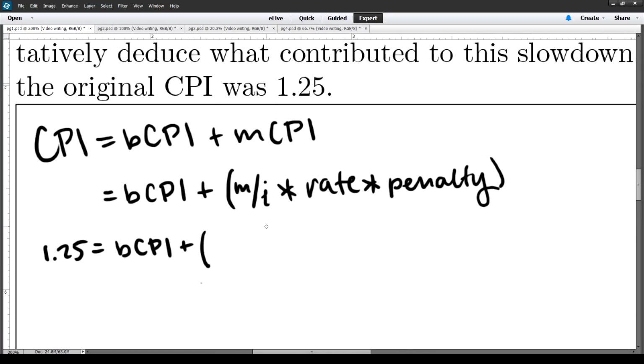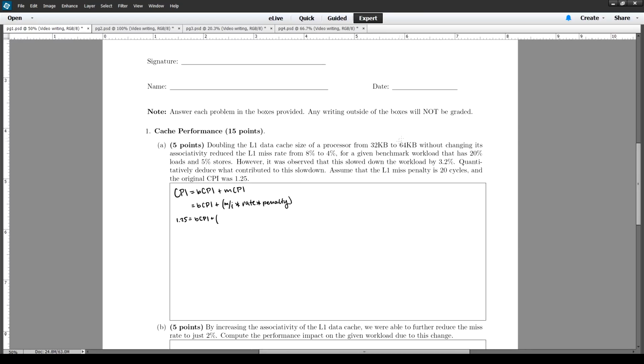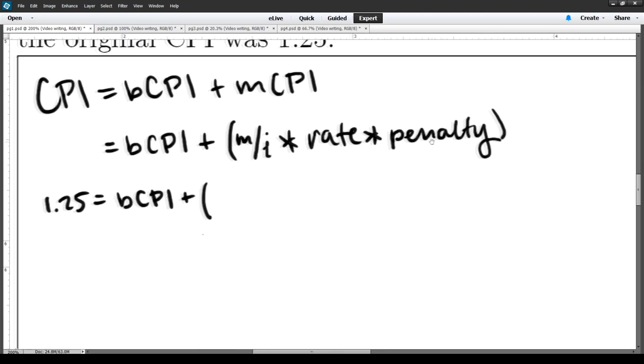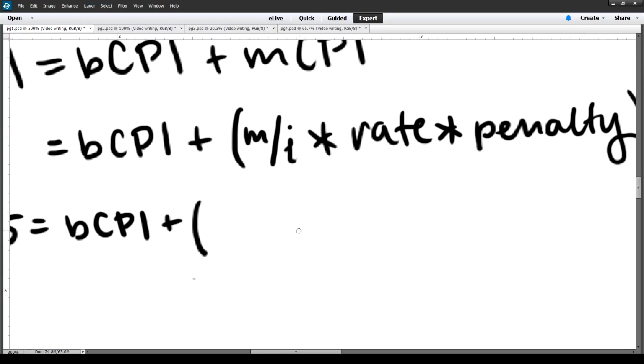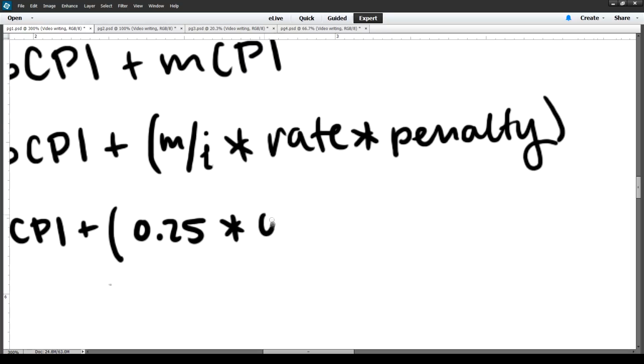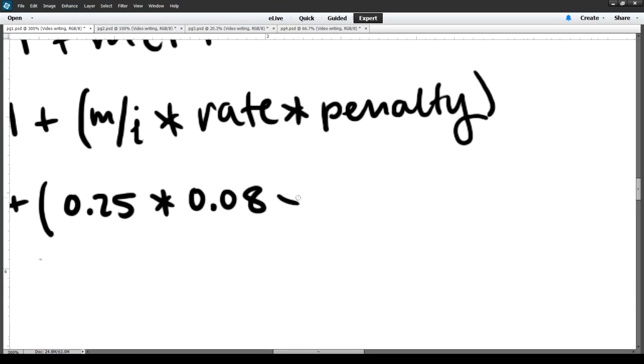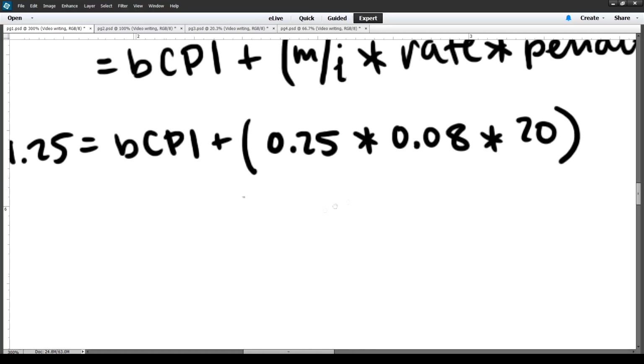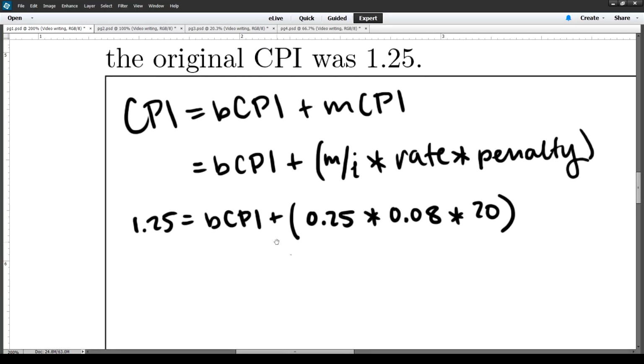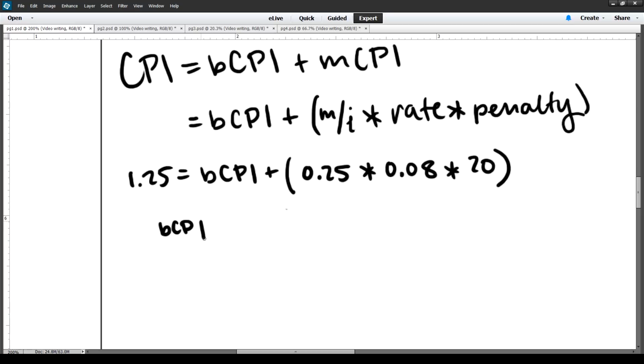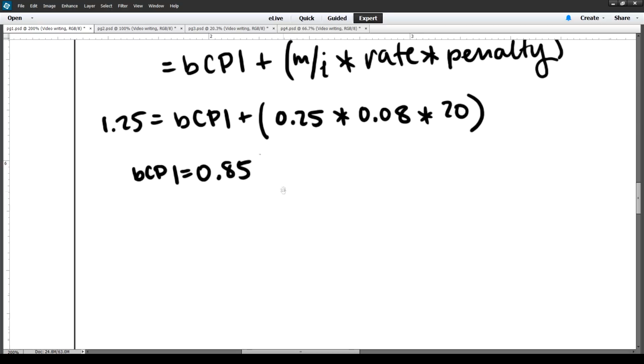For memory accesses per instruction, we can see that this benchmark workload or program has 20% loads and 5% stores. This means that we have a total of 25% instructions that are memory accesses. So this means that the memory accesses per instruction is 0.25. They've given us a miss rate of 0.08 or 8%, and we know that the miss penalty is 20 cycles. So after solving this out, we'll come out to base CPI equals 0.85. So this is going to stay constant for the rest of the problem.